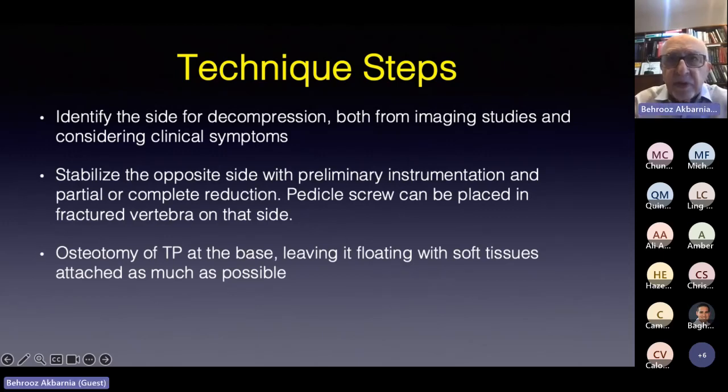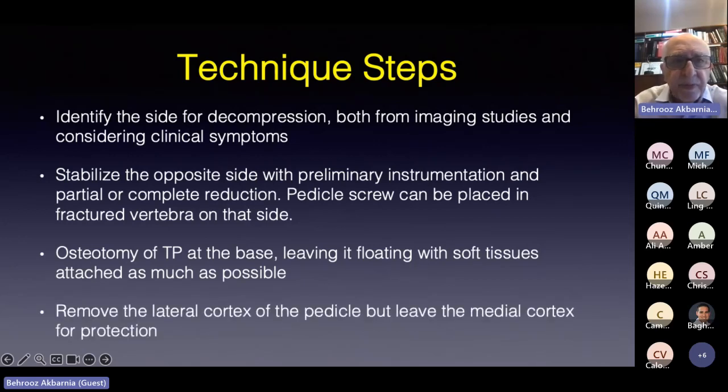The next step is to osteotomize the transverse process, by just taking a rongeur and taking the posterior cortex of the transverse process at the base, and then use the Kerrison rongeur to get the posterior cortex of it, and then just leave it floating with some of the soft tissue already attached to it.